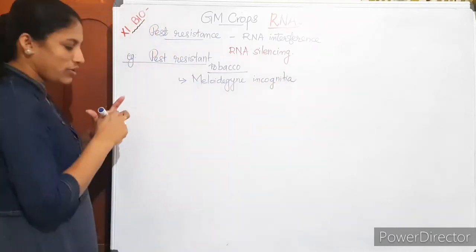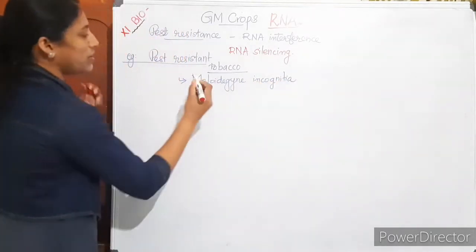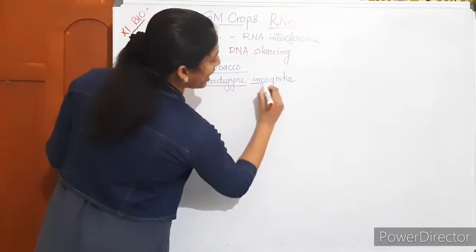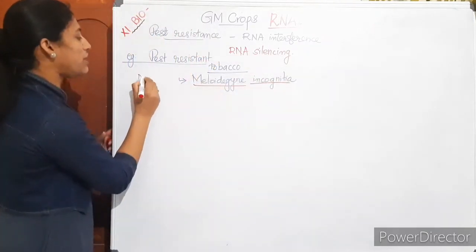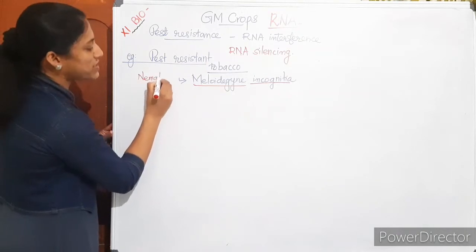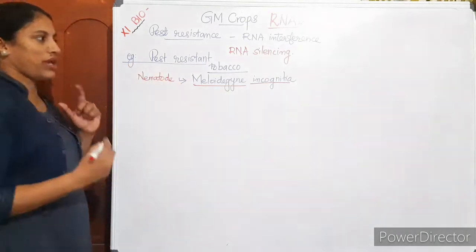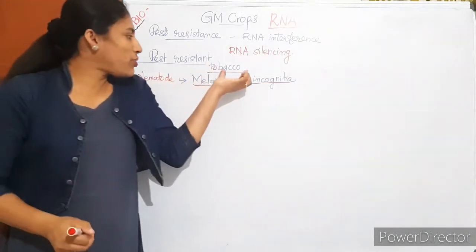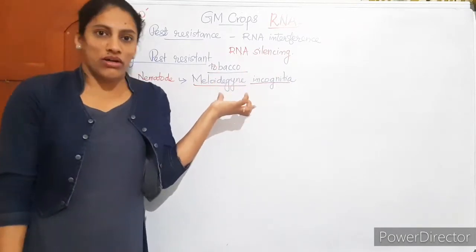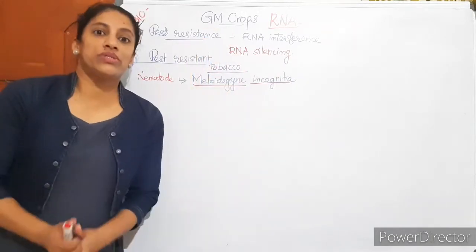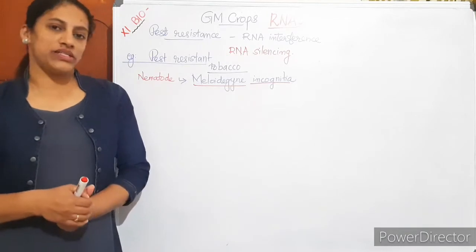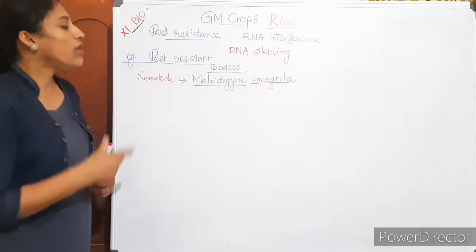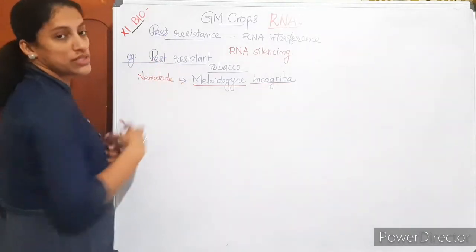Okay, so listen here. In order to protect tobacco plants from this particular nematode worm, Meloidogyne incognita, which technique is used? RNA interference technique is used. So for that, what is done in this case?